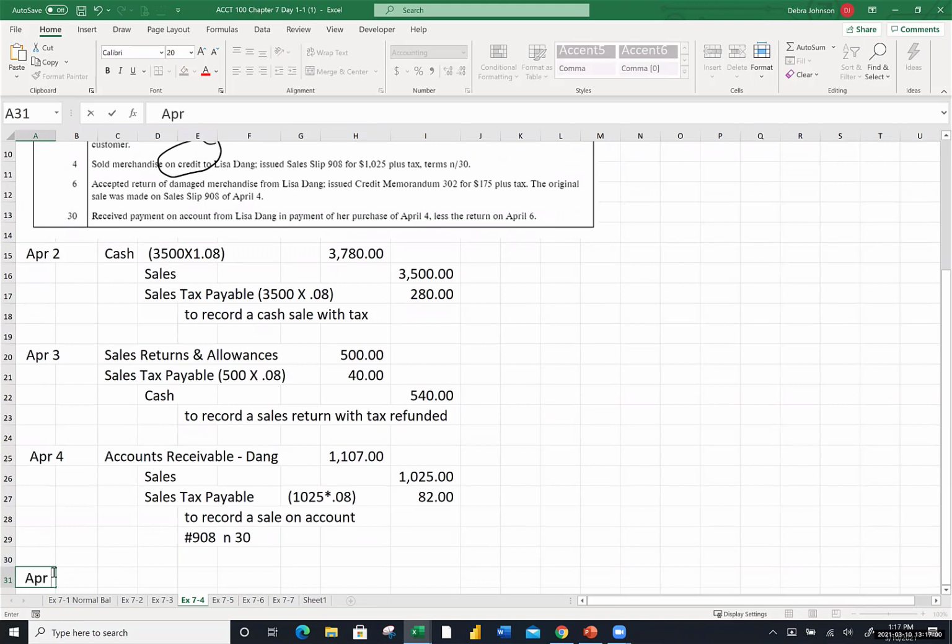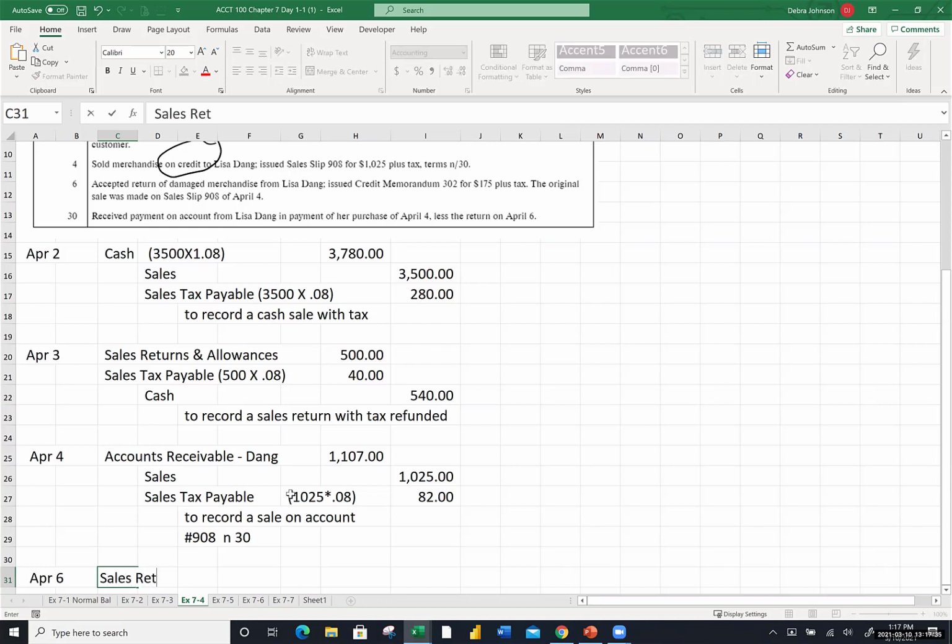All right, and then April 6th, accepted a return from that person, right? But this time they didn't pay cash. So you're not going to give them cash back. You're going to decrease their accounts receivable, which is where this term credit memo comes in. So this lady that just bought something, Lisa Dang, returned some of it, not all of it, but some of it. She returned $175 worth.